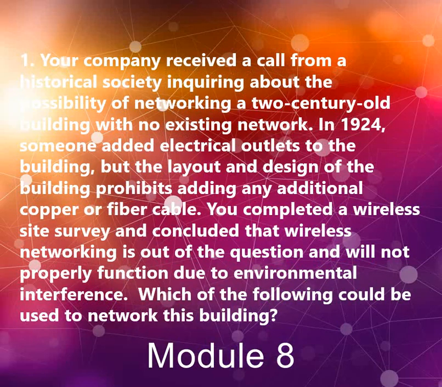So the scenario is your company received a call from a historical society inquiring about the possibility of networking a 2-century-old building with no existing network. In 1924, someone added electrical outlets to the building, but the layout and design of the building prohibits adding any additional copper or fiber cable. You completed a wireless site survey and concluded that wireless networks is out of the question and will not properly function due to environmental interference. Which of the following could be used to network this building?